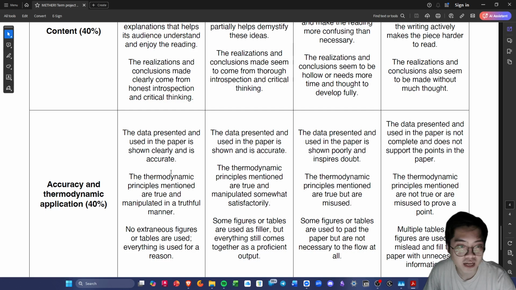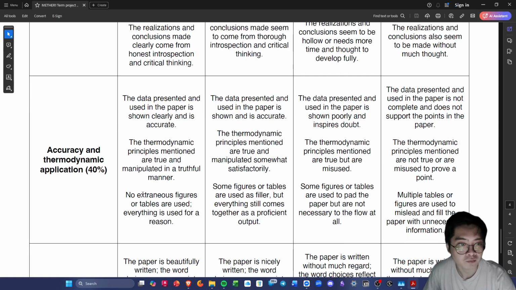Okay? The thermodynamic principles mentioned are true and manipulated in a truthful manner. If you want to manipulate the first law, go ahead, right? To make a certain point, just make sure that the transpositions and all of those other things that you do are truthful or make sense. Okay? No extraneous figures or tables are used. Everything is used for a reason. Hopefully that is self-explanatory. Okay?